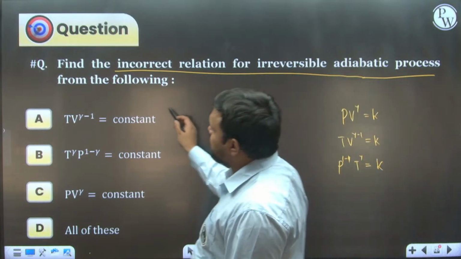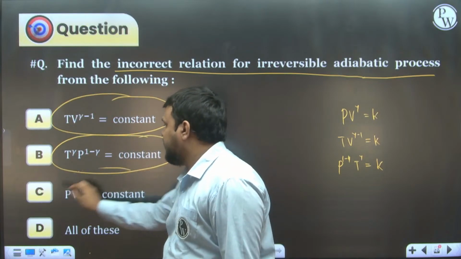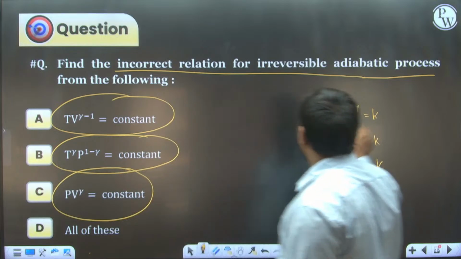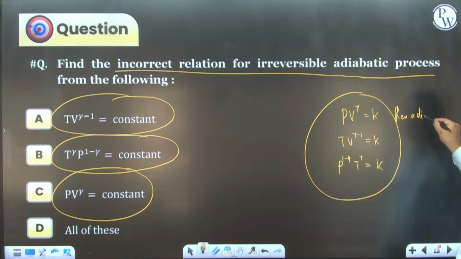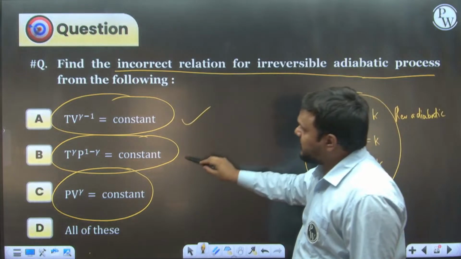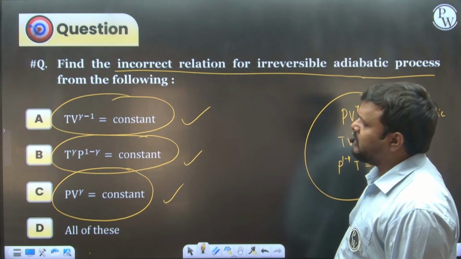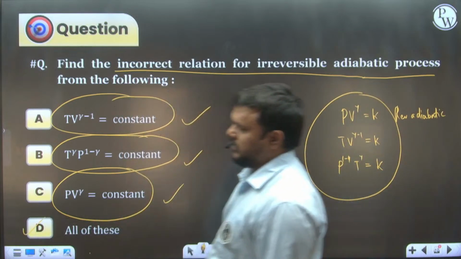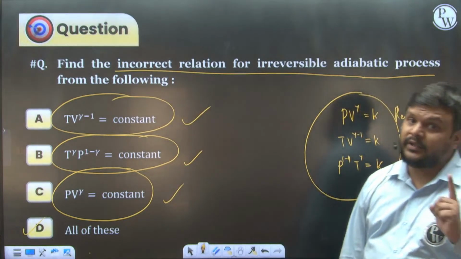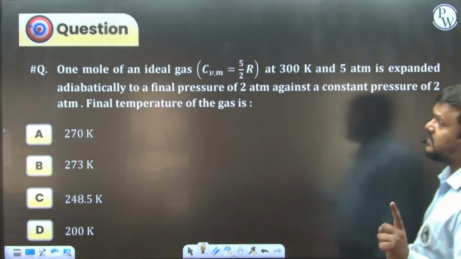And they have given us these equations over here for irreversible. So all these three are incorrect statements. These are only for reversible adiabatic, not for irreversible. So all three equations they have given over here are incorrect. So all of these will be the answer. Very important point I am telling you.